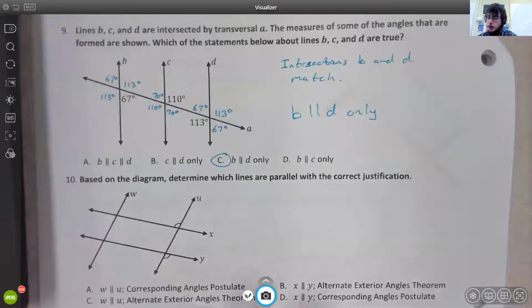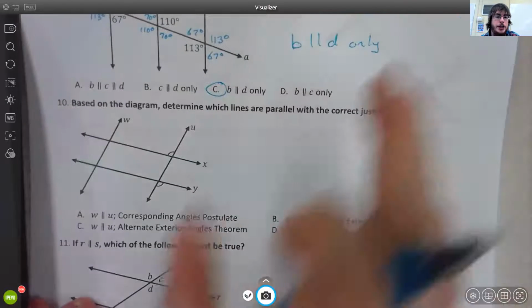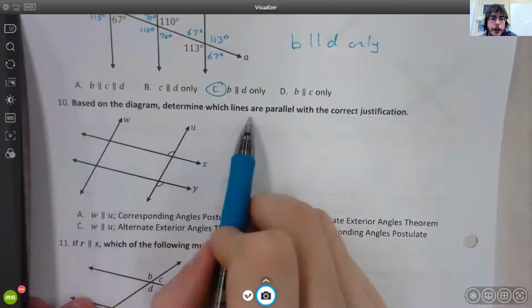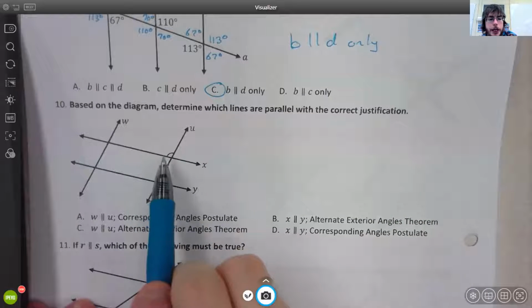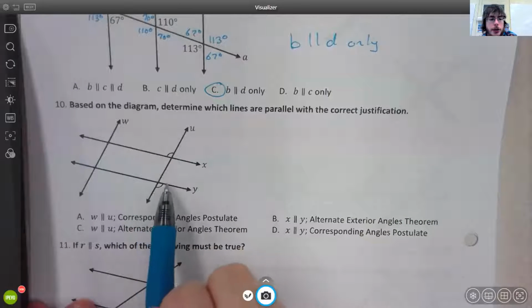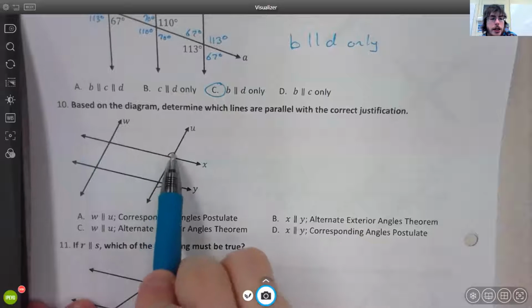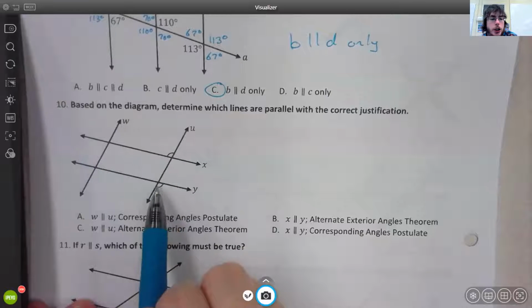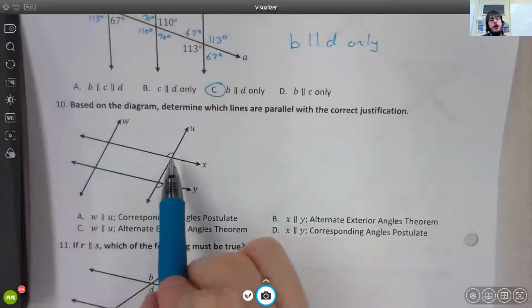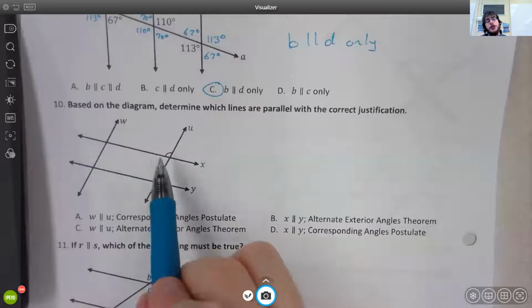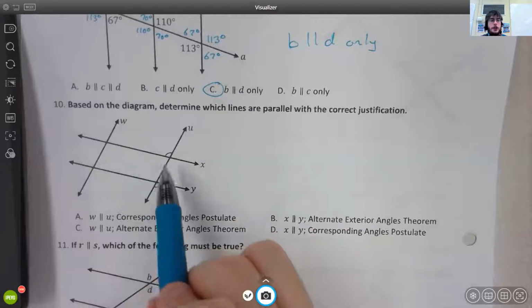All right, next up, number 10. It says, based on the diagram, determine which lines are parallel with the correct justification. So if we look here, we have these 2 angles here. Remember, the little semicircles mean that those two angles are congruent. And specifically what we're looking for here, these are alternate exterior angles. They're on the opposite sides of the transversal.